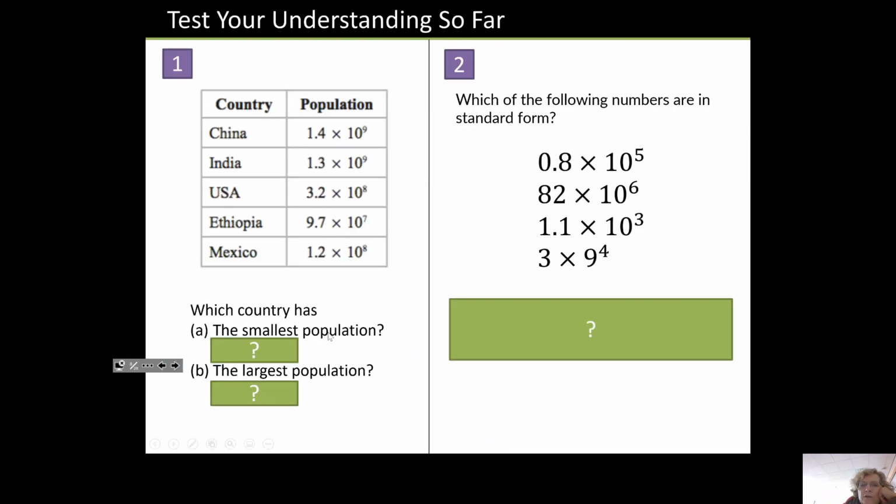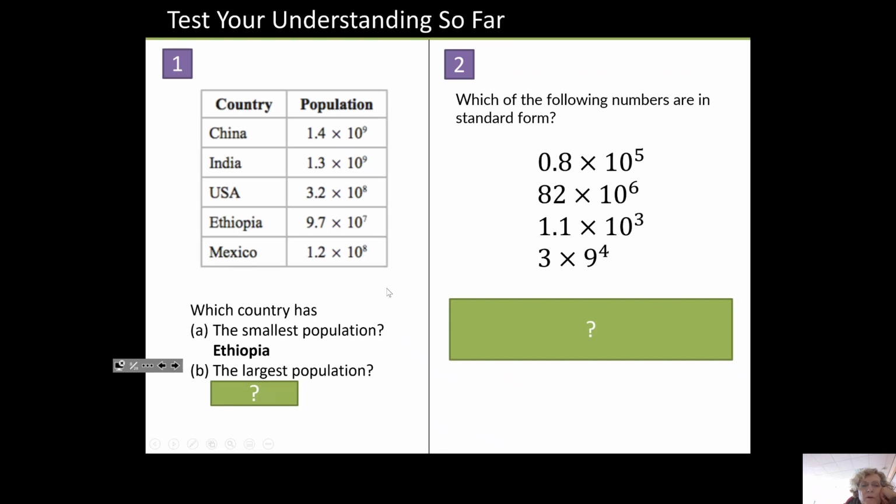A couple of examples to have a look at. We have loads of countries, and we're given the population of each of those countries. The question asks which country has the smallest population. Again, look at the powers first. If we look at the powers, Ethiopia is the only one which has a power of 7, which is the smallest power. So Ethiopia must be the country with the smallest population.